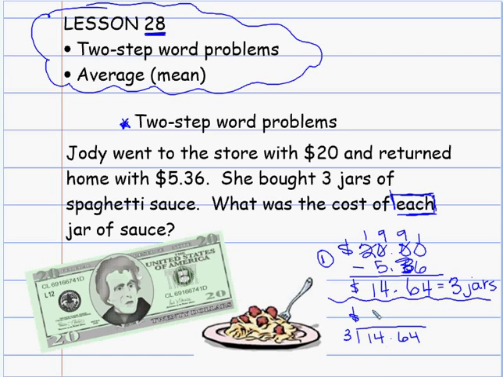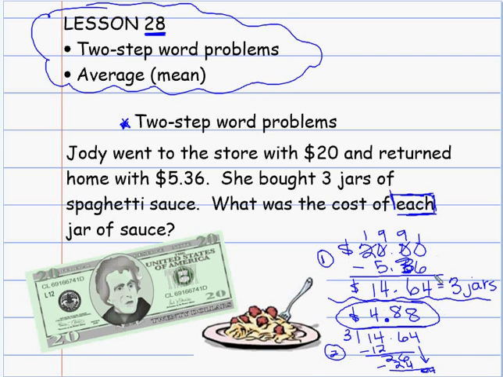3 goes into 14, let's see, 4 times. And you subtract, you get 26. Put that decimal up right away. 3 will go into 26 8 times. That'd be 24. Subtract 2, bring down the 4, 24. So it would be another 8. So the cost per jar is $4.88.